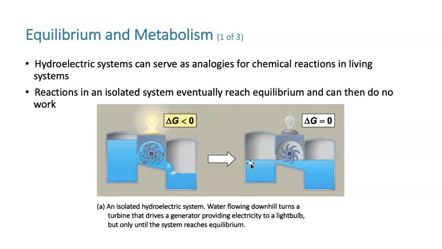Once you get to equilibrium, that's delta G equal to 0. The water is not being forced down anymore. It's equal. Maybe some of the water molecules on this side are going to move to that side and vice versa, but that's not enough energy to turn that wheel. So at equilibrium, work can no longer be done.